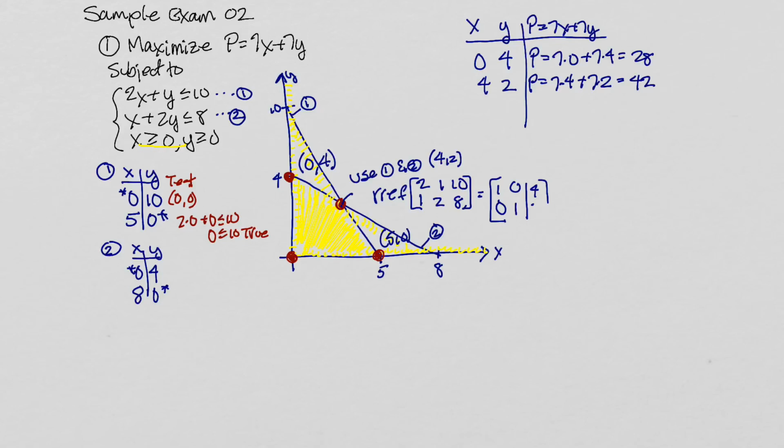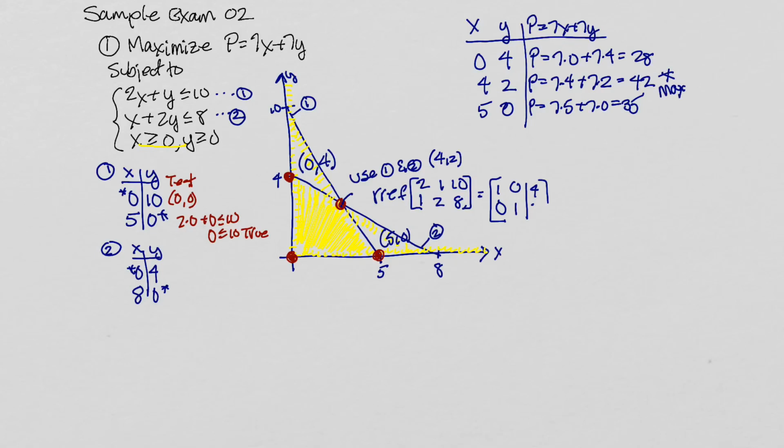And then, moving down here, we're going to get a 5 and a 0. So when x is 5, y is 0, this will give us p equals 7 times 5 plus 7 times 0, that's 35. So that 42, that looks like the maximum.